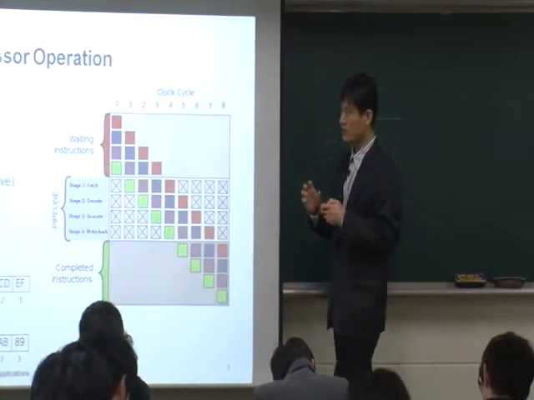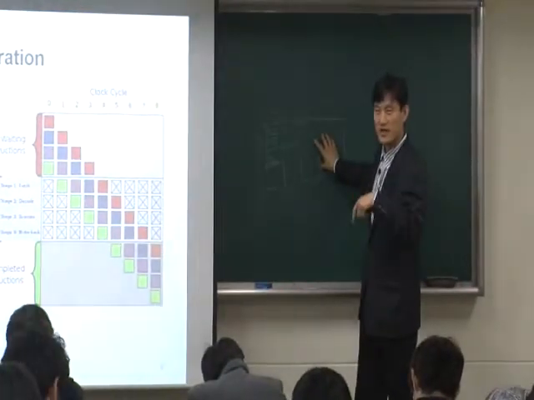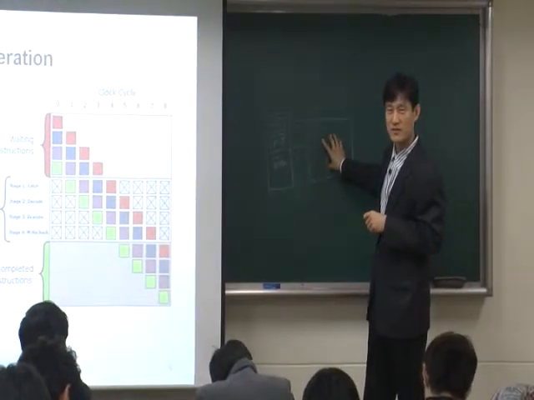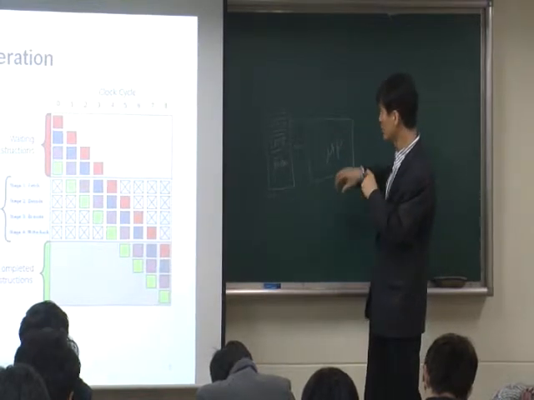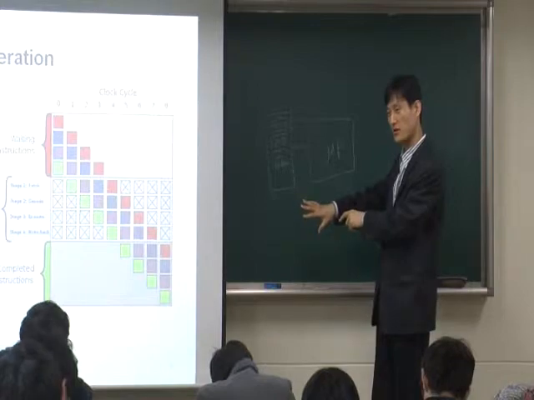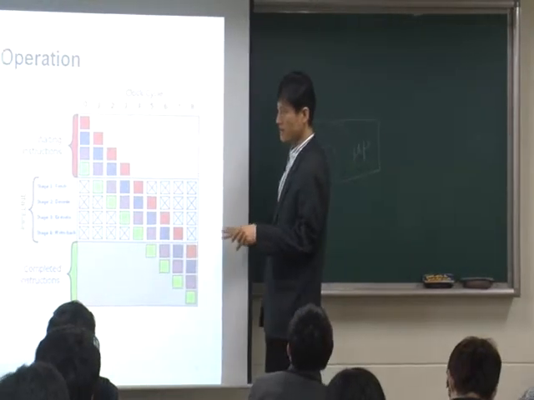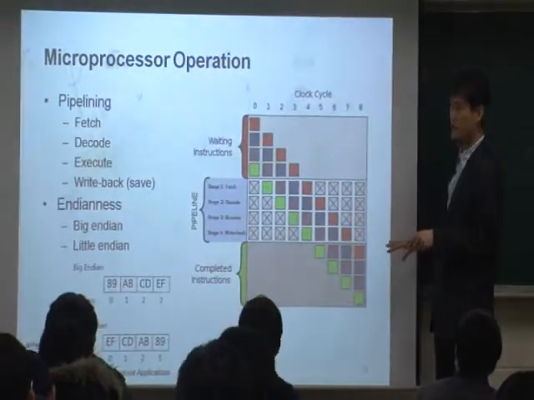That output, you have to put it into a certain memory because later you want to use it, right? So that output should go somewhere. Okay? You store, you save it somewhere because you use it later. Okay? So that process is write back or save.